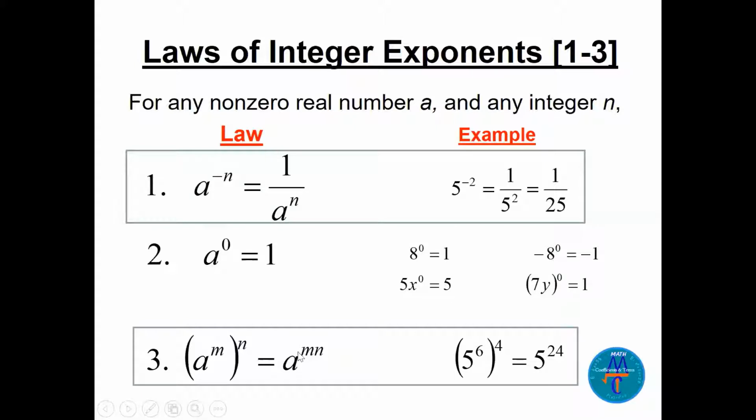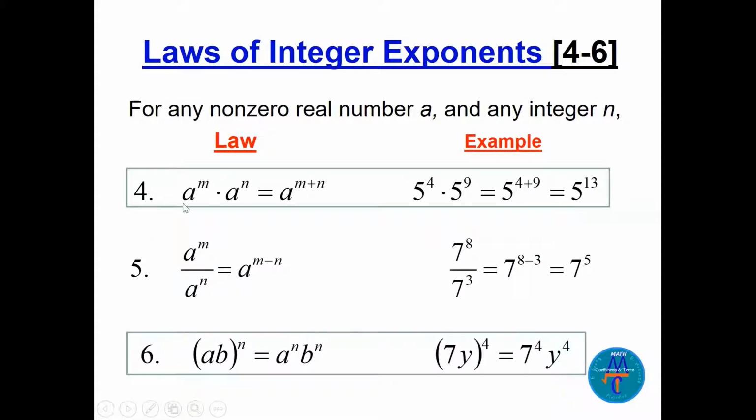Be careful there. Now the third one, when you have 2 powers, a to the power m all to the power n, just multiply the powers. Easy. 5 to the power 6, all raised to the power 4, is 5 to the power 24. So these are 3 rules. Let's continue.